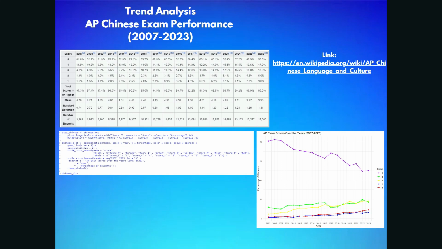And this is the graph I used based on it. You can see that the number of scores of 5 decreases as the number of students increases. And you can also see that the mean decreases as well, and the percentage of scores of 3 or higher. But there's no significant increase in the scores of 1s and 2s. I think only with 3s and 4s.